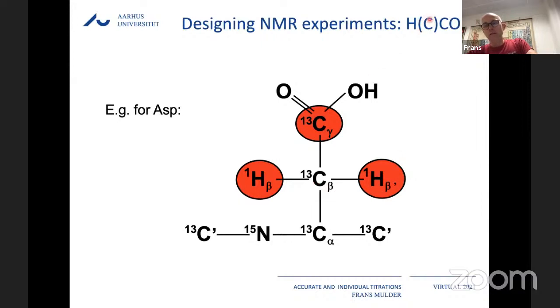This is between brackets, meaning that we're not observing this atom. And then we transfer it on from this carbon beta to the gamma carbon. We let the magnetization evolve for a while so that it encodes the chemical shift of this side chain carboxylate carbon. And then we return to the C beta and we return to the H betas, and we observe the signal by detection on proton.